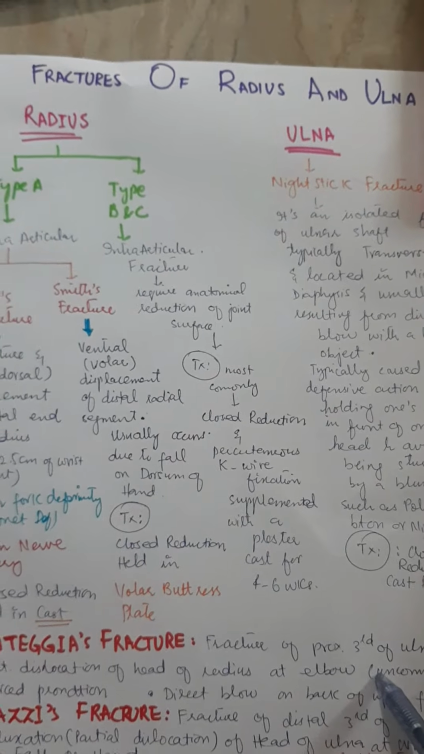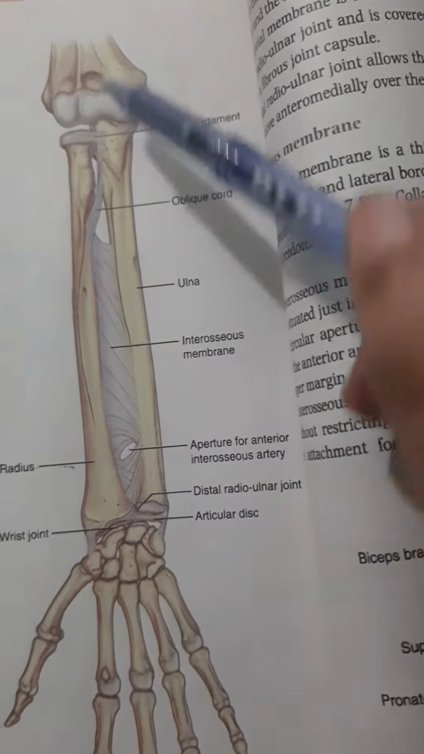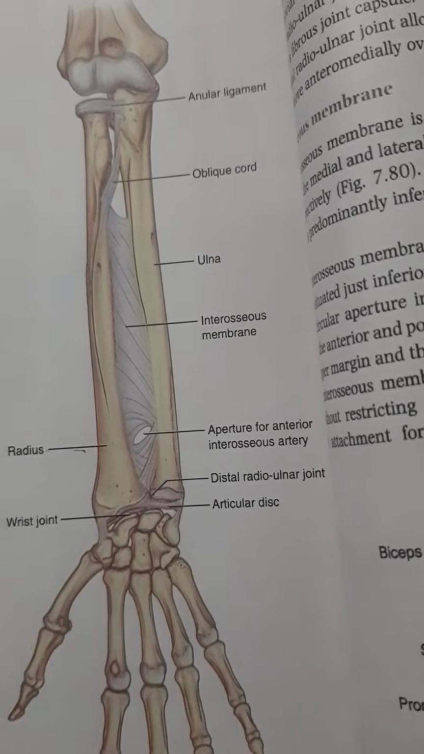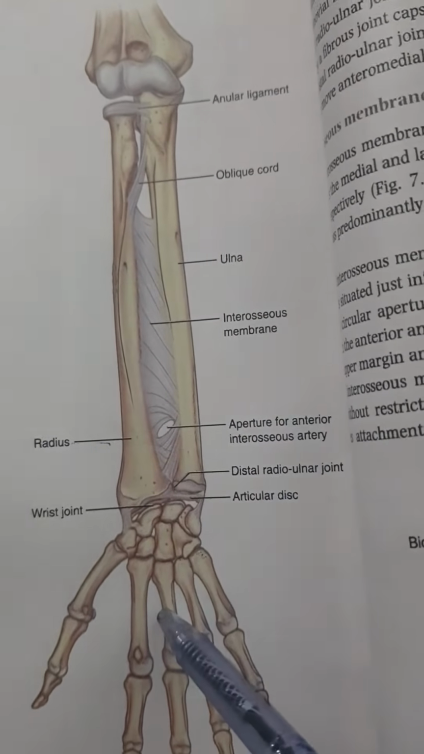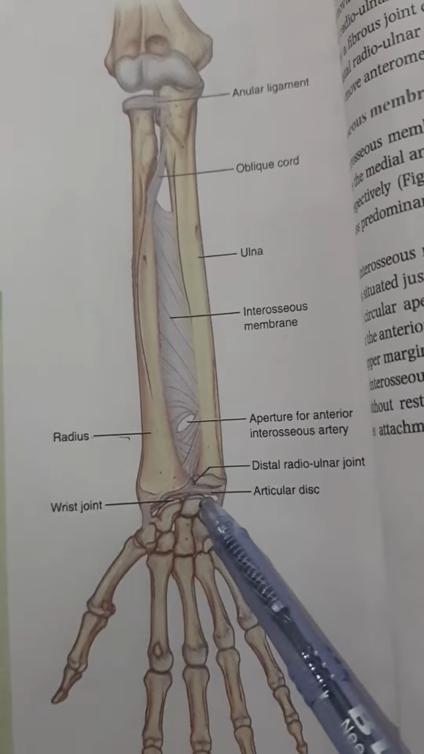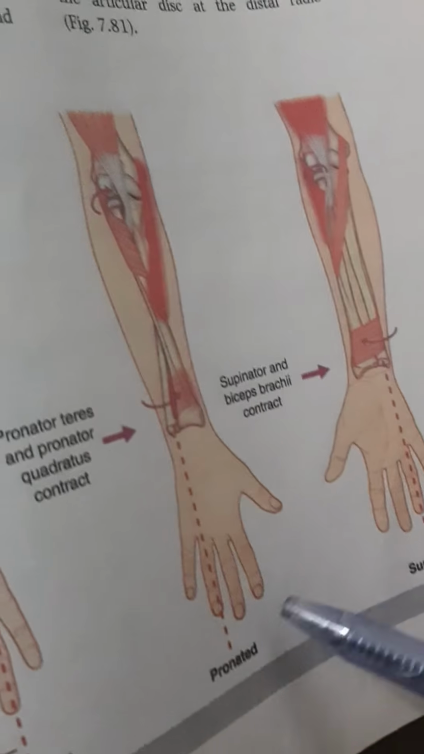Features of radius and ulna. Radius and ulna are attached to the humerus proximally and to the carpal bones distally. They are separate bones, but they behave as one as they are bound together by the interosseous membrane and proximal and distal radioulnar joints to perform supination and pronation.